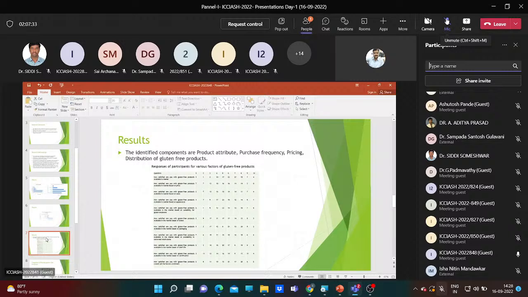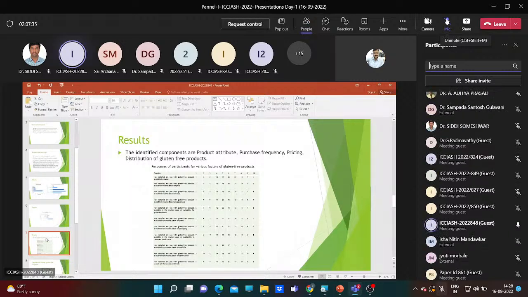Okay, now these were the 4 components identified in our research based on the exploratory factor analysis: the product attribute, what frequency of purchase they would choose, what price they were ready to pay for such high-end products, and what channel of distribution they would prefer for buying these gluten-free products. Now let's see the responses of participants on various factors that showed their consumer preferences towards these products and how satisfied they were with them.